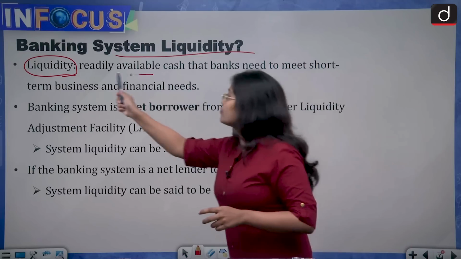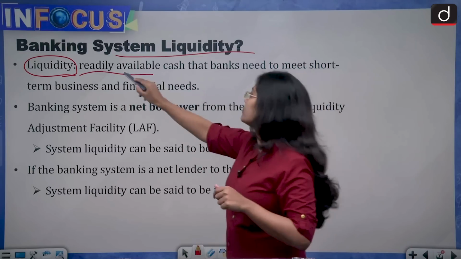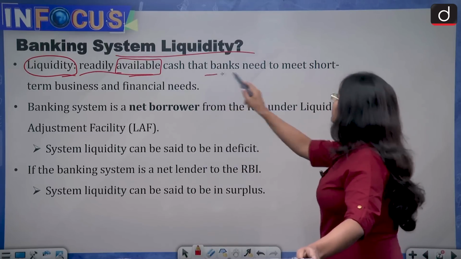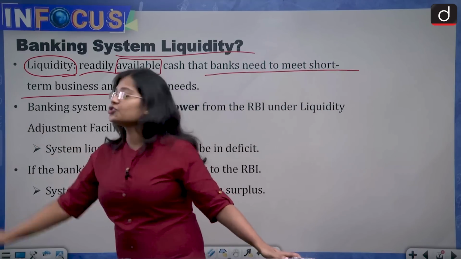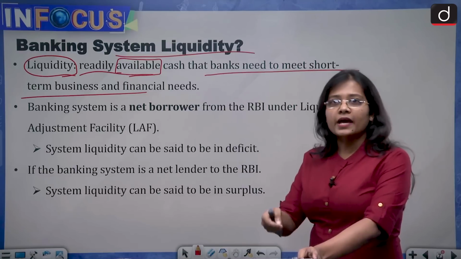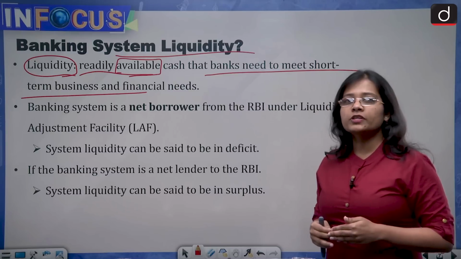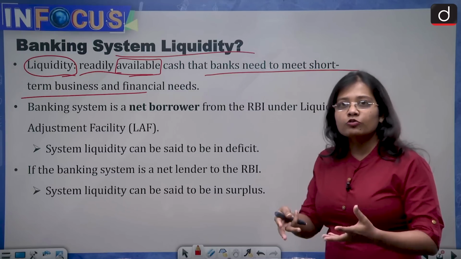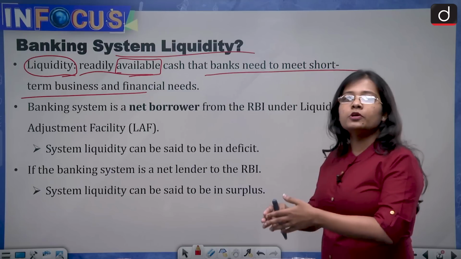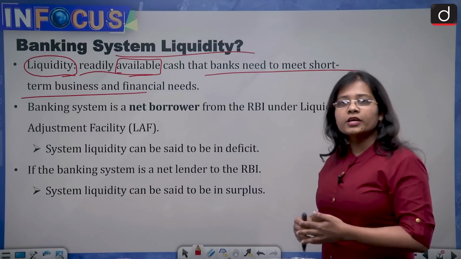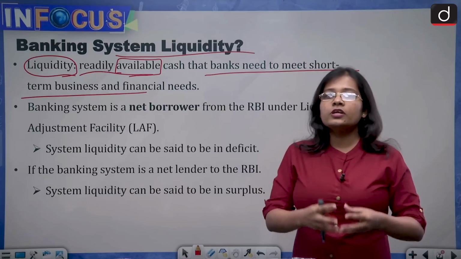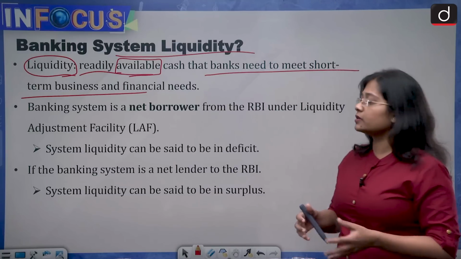Liquidity is readily available cash. The important word here is available. Availability of things. Readily available cash that banks need to meet short-term business and financial needs or financial goals. So it is the availability of cash with the banks. If the bank has a sufficient amount with them, then it is said that they have liquidity. But if the banks do not have a sufficient amount with them and are not able to lend it to others, then there is a problem of liquidity. And this is what is happening at present, that there is a deficit of liquidity. Liquidity in banks is not present at the moment.